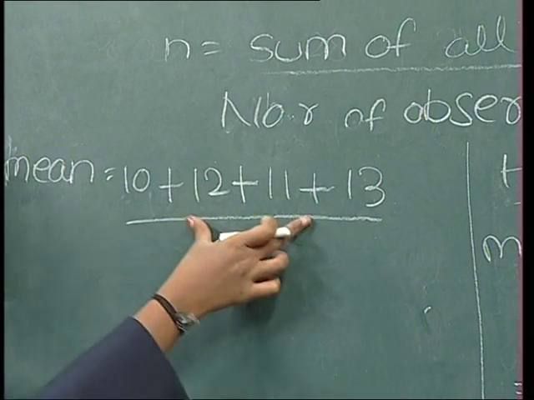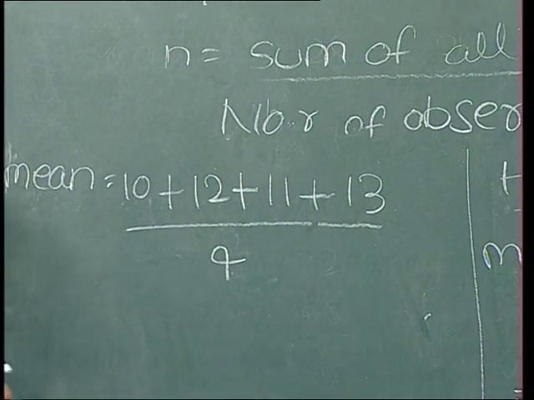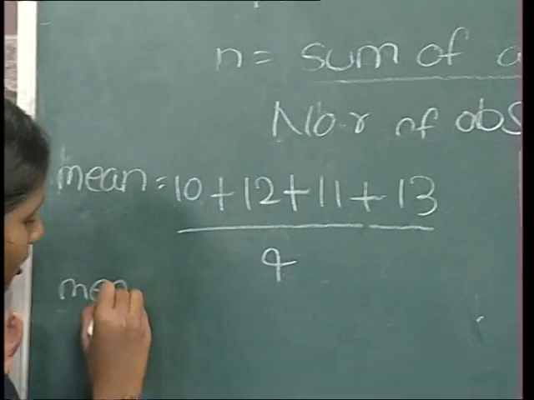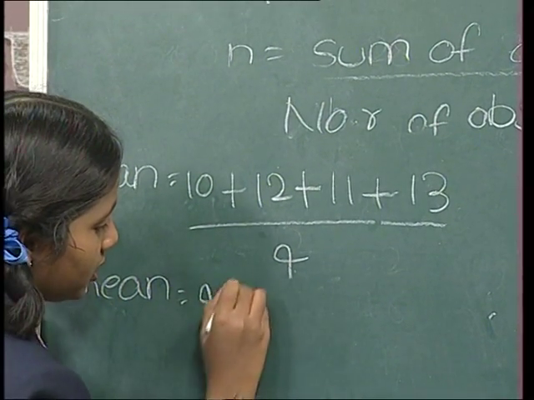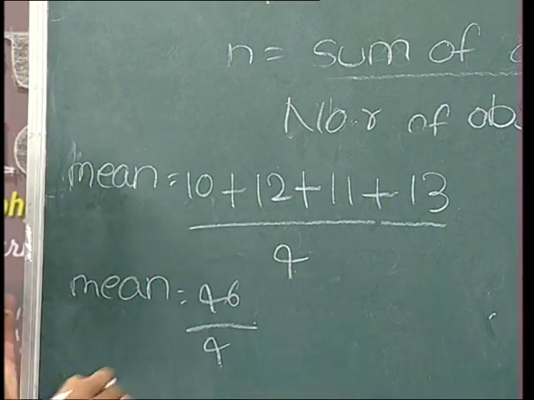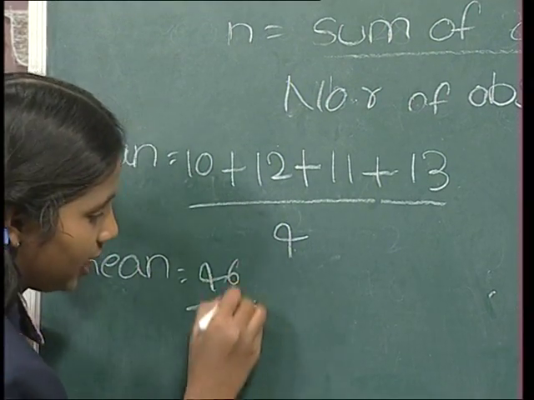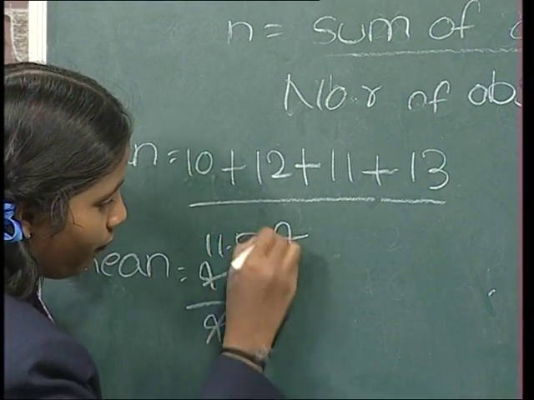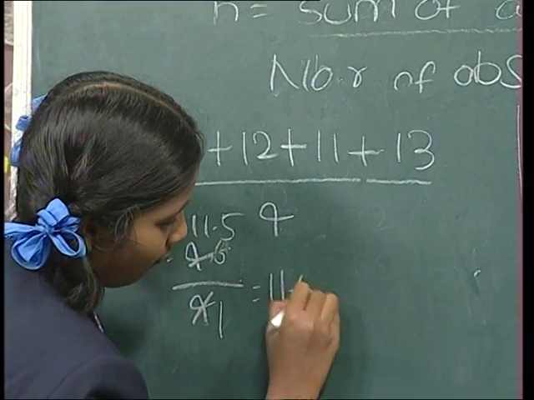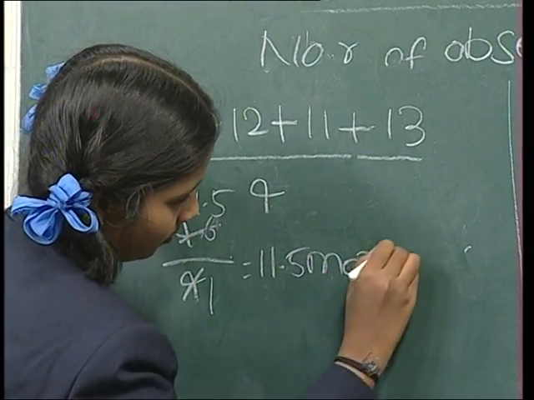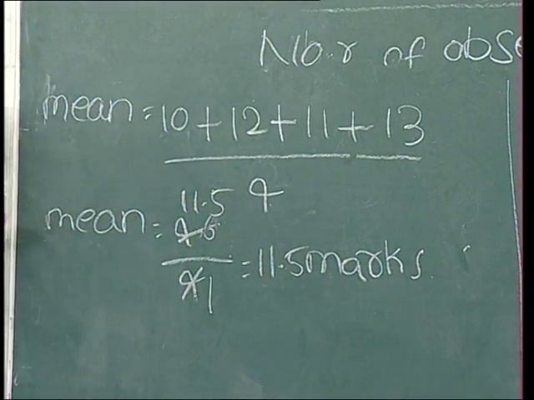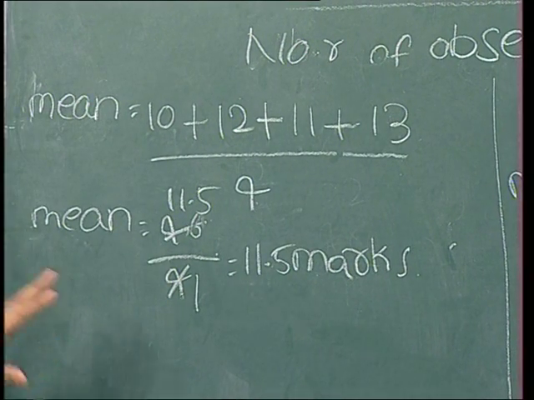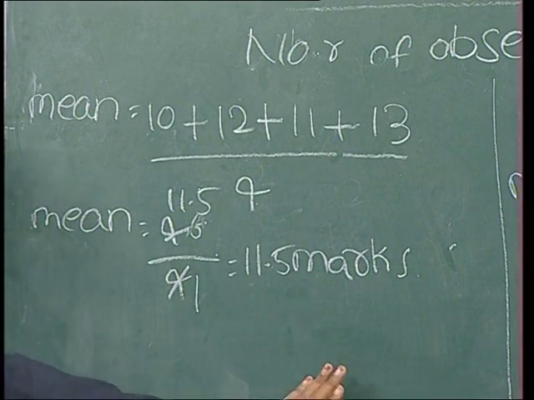46. The sum of all these marks of English is 46. It is equal to 46 by 4, which is 11.5. The average marks of this English subject is 11.5 marks.